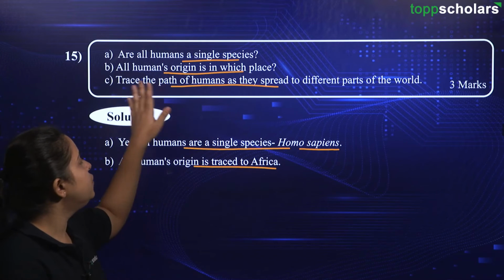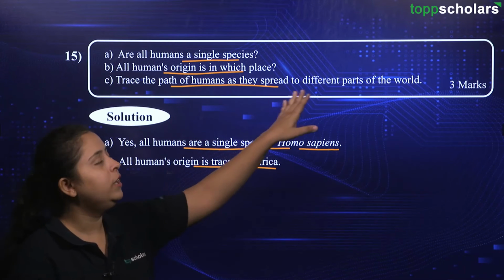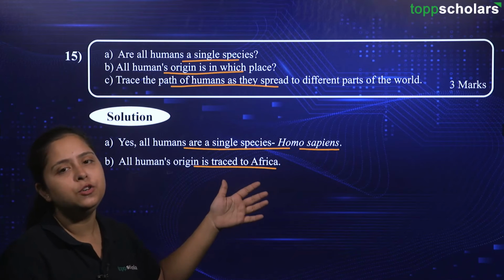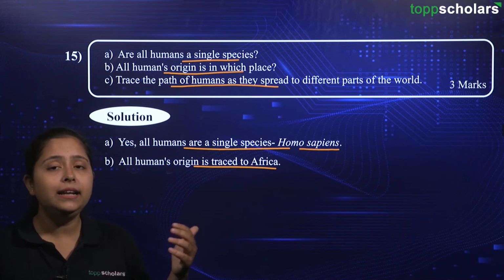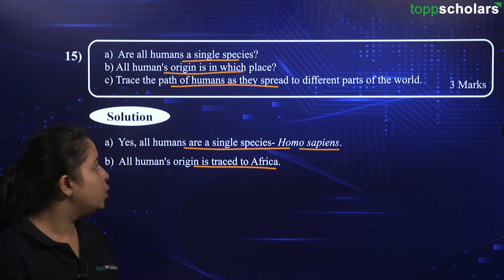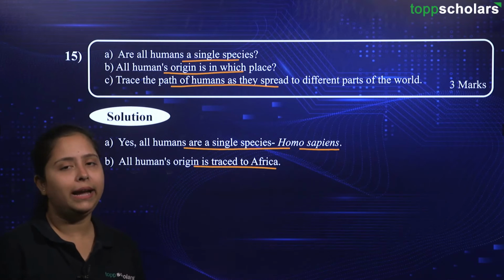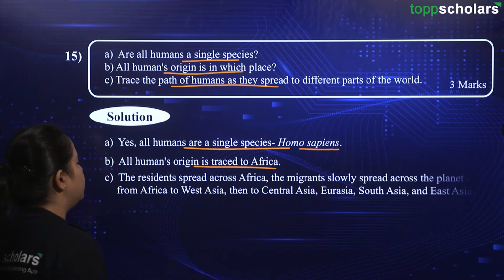Now we are supposed to trace the path of humans as they spread to different parts of the world. So first humans arose in Africa. Then they started migrating. So what is the path in which they have migrated? That is the question that is asked to you.